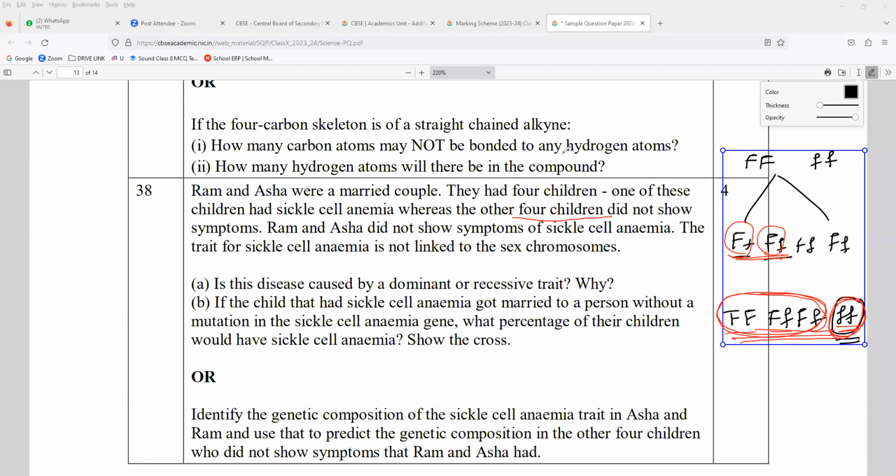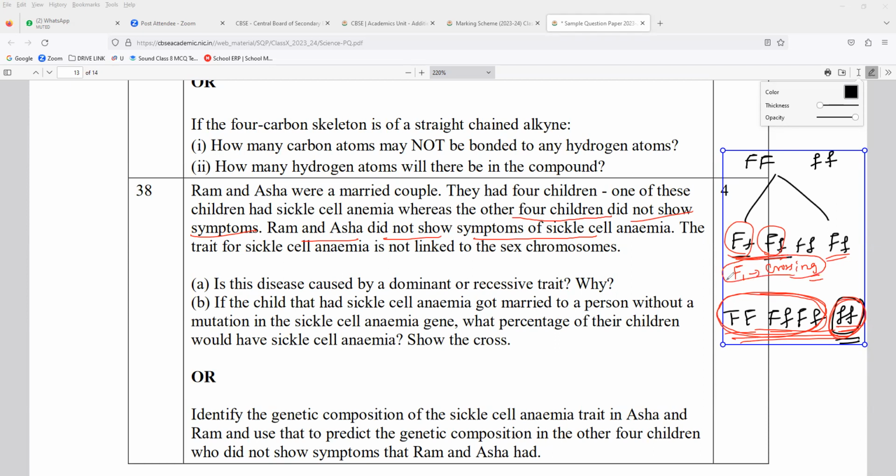That is the reason: it did not show symptoms. Ram and Asha also did not show symptoms of sickle cell, which means they are definitely the parental generation, the F1 crossing. Everybody, they are what, guys? F1 crossing. Do you understand now? Please respond, everybody.